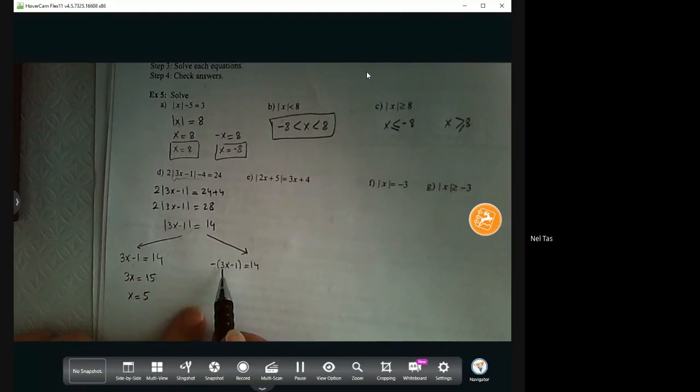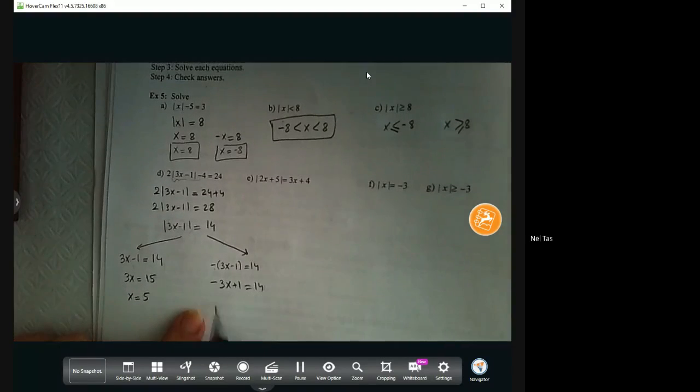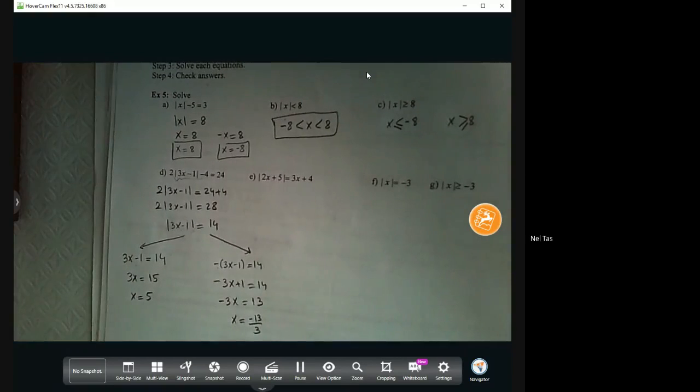Now for this one, distribute that negative sign. Negative 3x plus 1 equals 14. Negative 3x, move 1 to the right, so you get 13, and x equals negative 13 over 3. Now we have to check. We are going to do the official check.